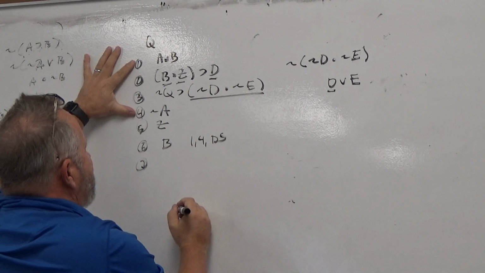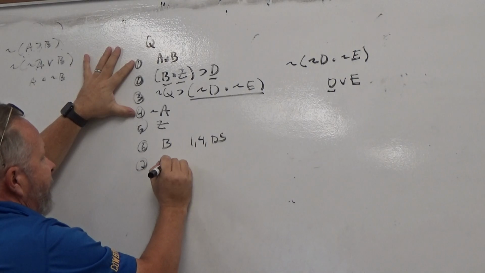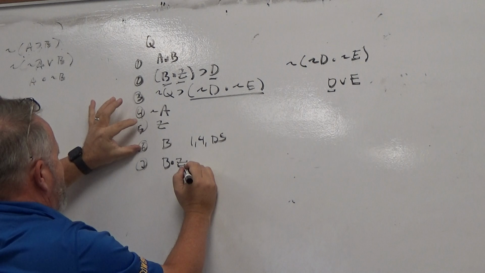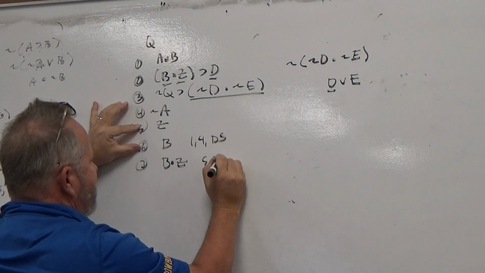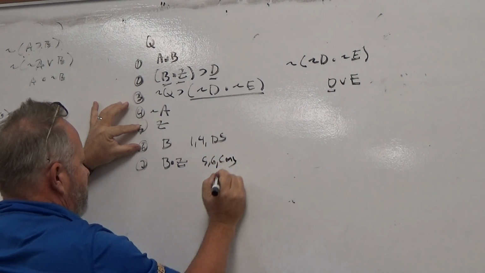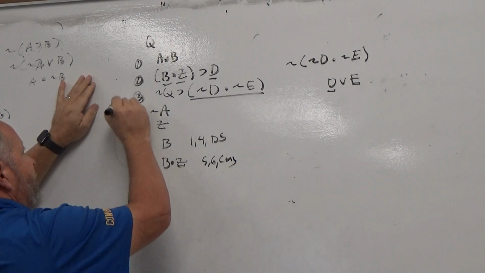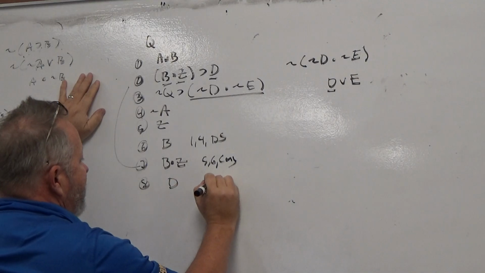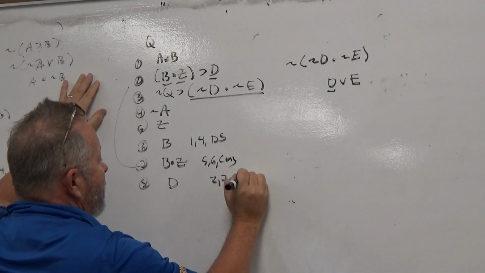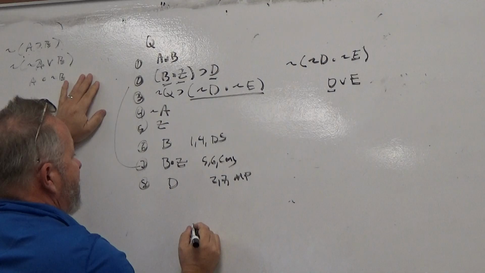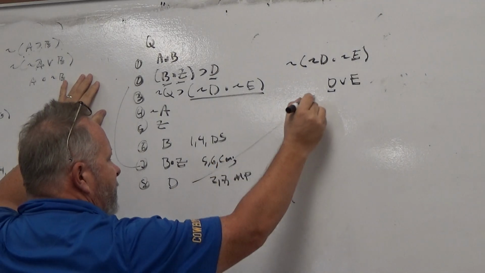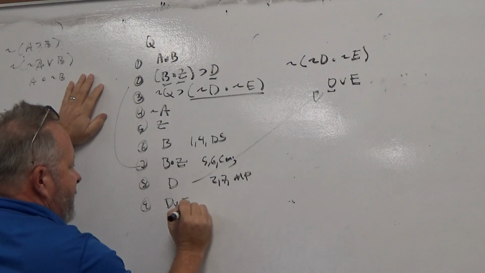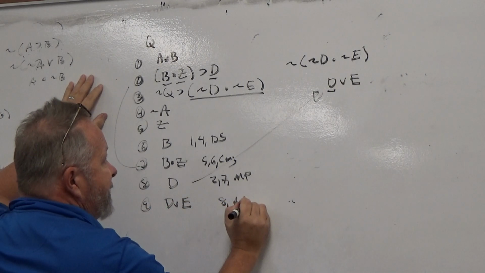Okay. So now let me put the B and the Z together. B and Z from 5 and 6 conjunction. Okay. Now I can put this into 2, and that gets me D by 2 and 7 modus ponens. And now I've already charted my way home. D or E from 8 by addition.